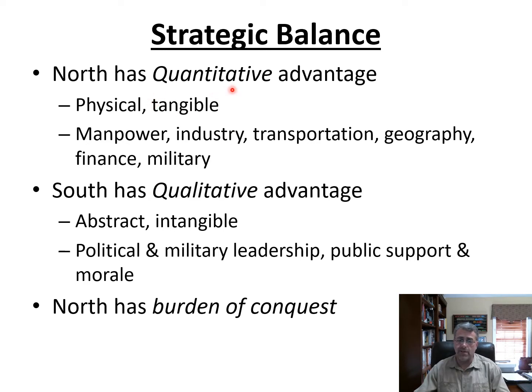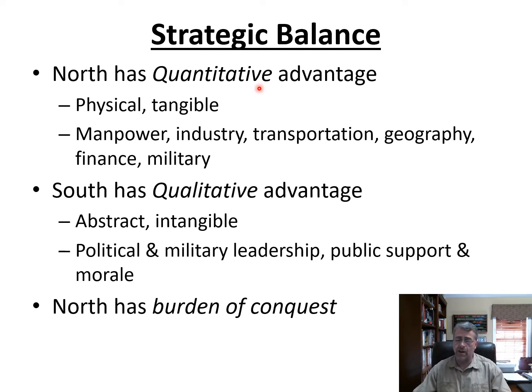A quantitative advantage is anything that can be expressed in numeric form. So many thousands of troops, so many miles of railway lines, so many dollars available in the bank, number of personnel available for military duty. Anything that can be expressed in terms of a number, tons of cargo, sacks of grain, anything that can be expressed as a number is going to be a quantitative item. And the North has quantitative advantages in abundance in pretty much every possible area of things that can be quantified.